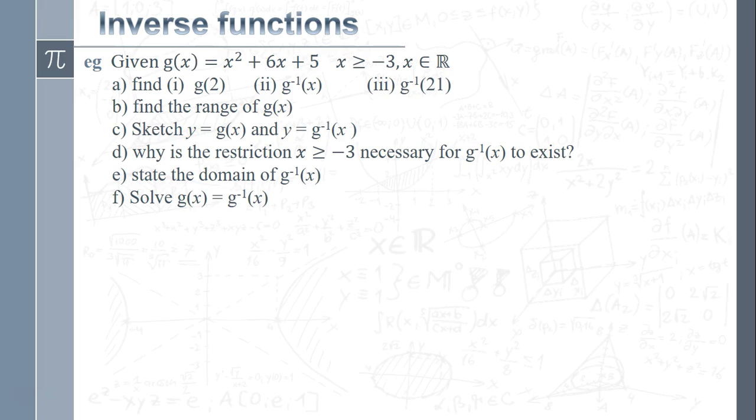So we've got a function, g of x, which is x squared plus 6x plus 5. And we've got a restriction on our domain, which is x is greater than or equal to minus 3. And you'll notice that the reason that's there will get answered in part D.